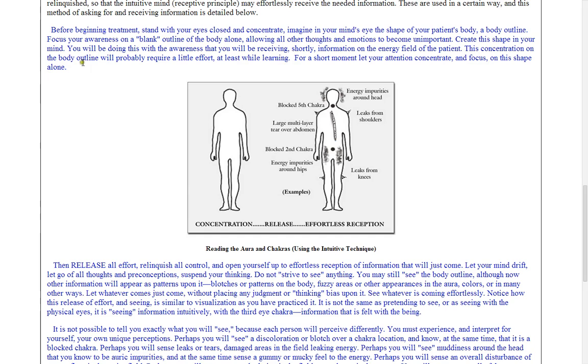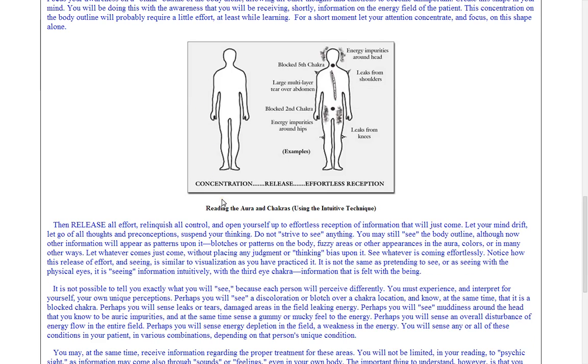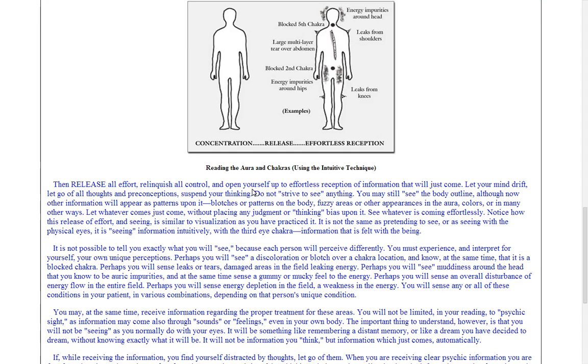This concentration on the body outline will probably require a little effort, at least while learning. Focus on your patient's body outline. For a short moment, let your attention concentrate and focus, laser beam, on this shape alone. So it's concentration, then you release, let go, become passive, and just become open to what comes. Effortless reception. It's like you're sending your intuition to go grab the information, and you're just waiting for it now.